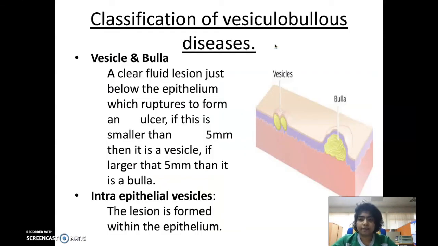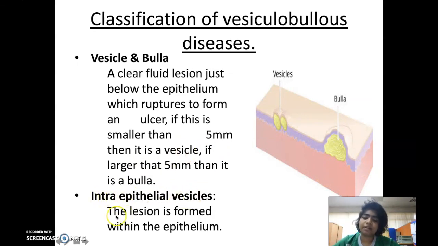Now I'm going to explain about the classification of vesiculobullous disease. Vesicle and bulla means a clear fluid lesion just below the epithelium which ruptures to form an ulcer. If this is smaller than 5 mm, then it's a vesicle, as you can see in this picture. And if it's larger than 5 mm, then it is a bulla, as you can see in the picture also.